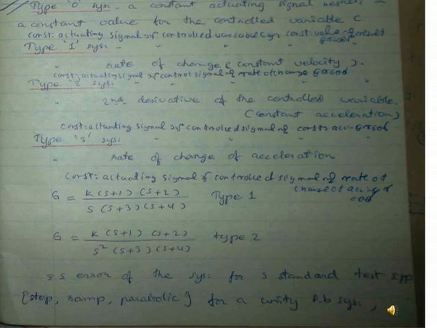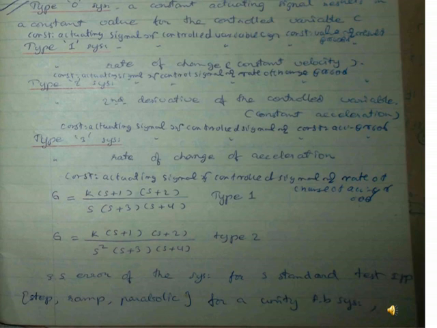Type 2 system: constant acceleration, the gain of the system G equal to K multiply S plus 1 multiply S plus 2 divided by S squared multiply S plus 3 multiply S plus 4. For a type 0 system, as we discuss the steady state error for the step function, ramp function, and parabolic function.